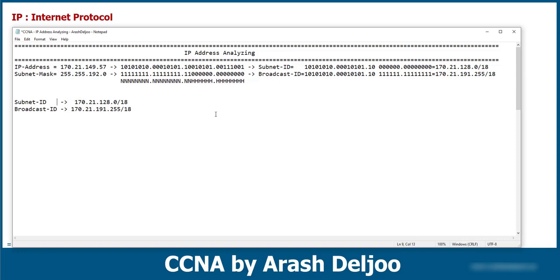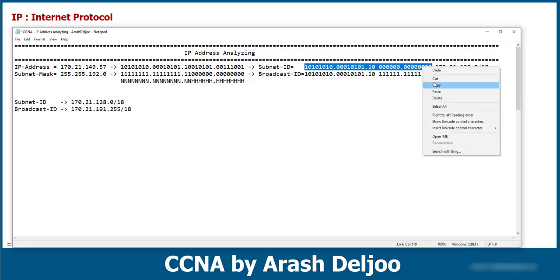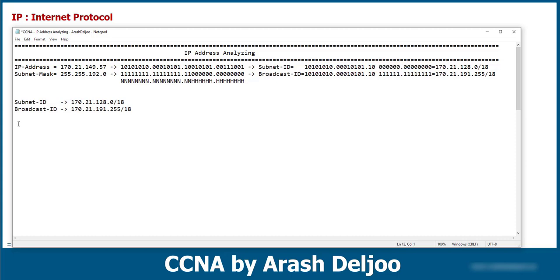If you want to find the usable IP addresses in this subnet, the first IP after the subnet ID is the first usable IP address, and the last usable IP address in this range is the broadcast IP minus 1. Let me show you. Look here. This is the subnet ID. Let me write here, maybe it's easier to understand. This is the subnet ID. If you change the last bit to 1, this is the first IP address that we have in this subnet.